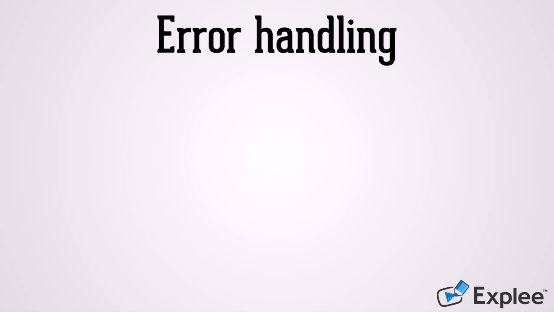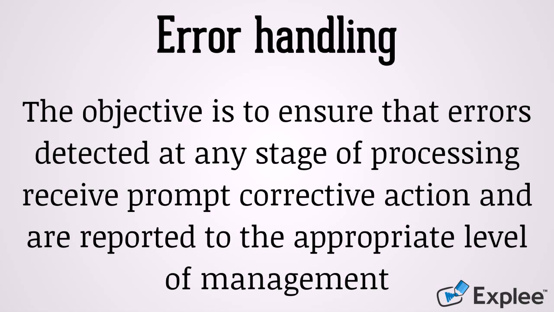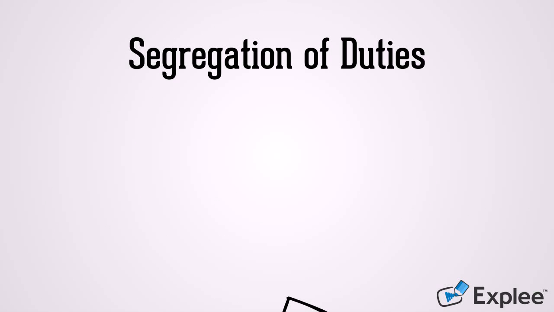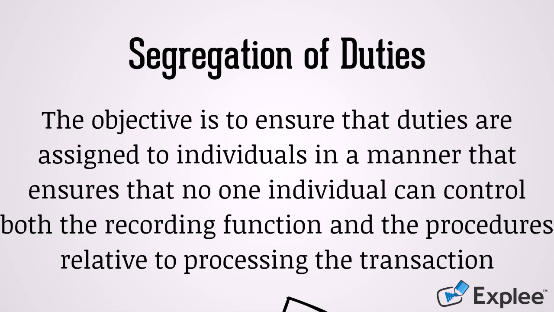Error handling. The objective is to ensure that errors detected at any stage of processing receive prompt corrective action, and are reported to the appropriate level of management. Segregation of duties. The objective is to ensure that duties are assigned to individuals in a manner that ensures that no one individual can control both the recording function and the procedures relative to processing the transaction.